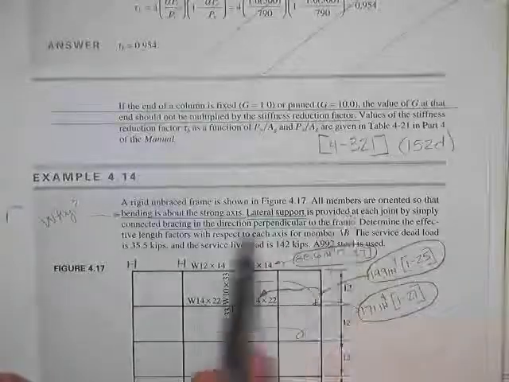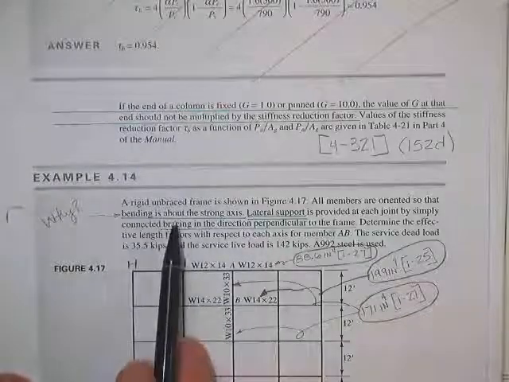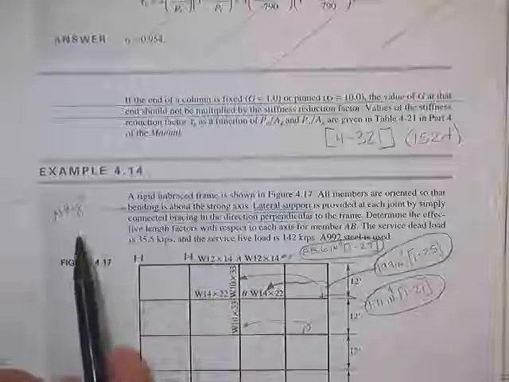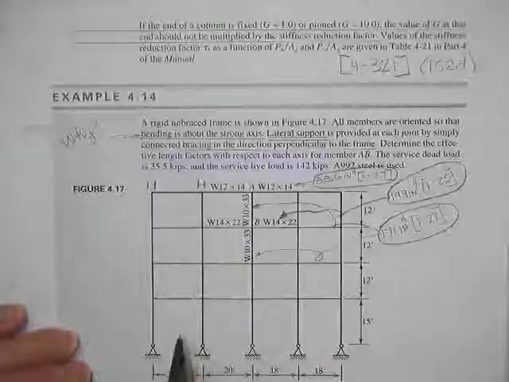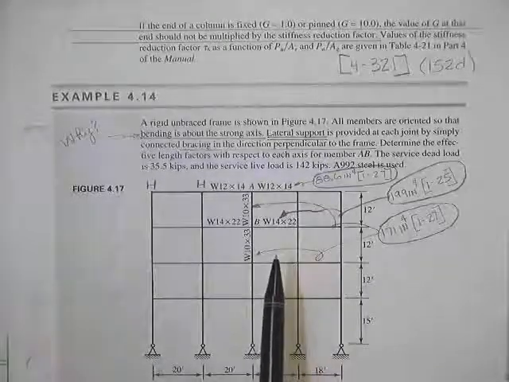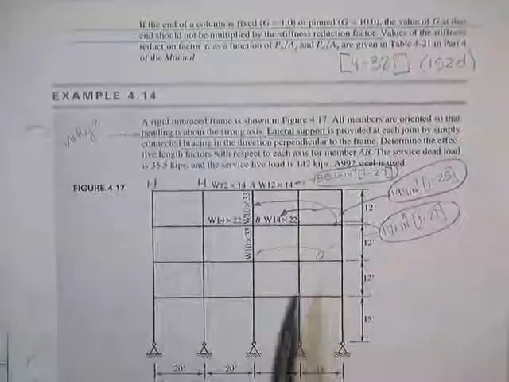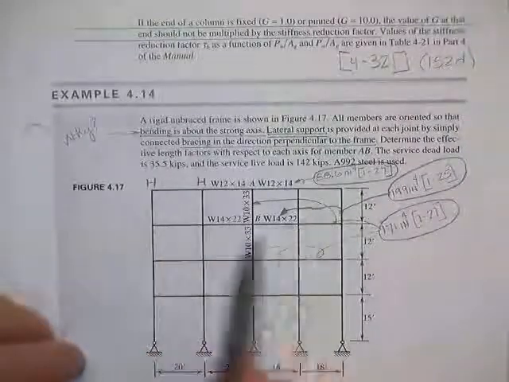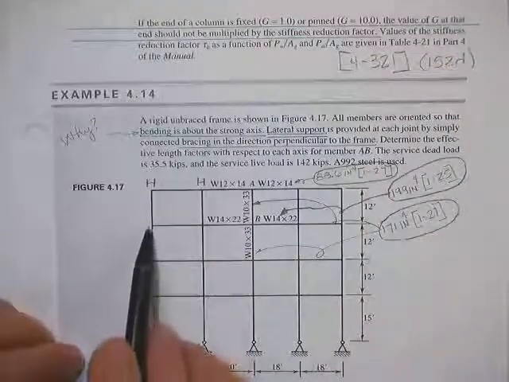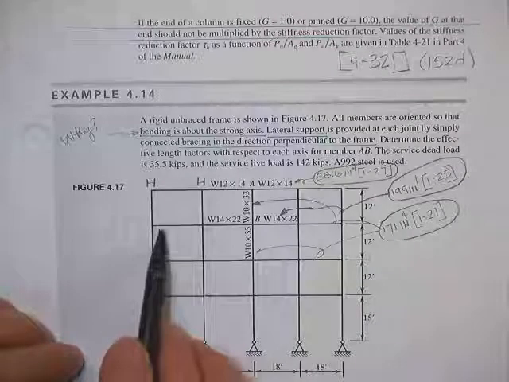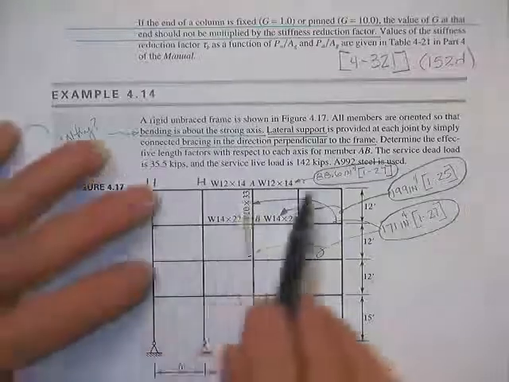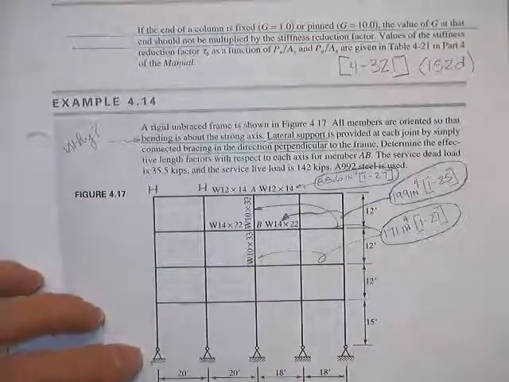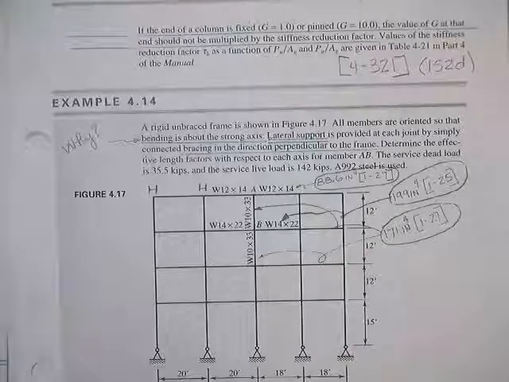Incidentally, this thing says members are oriented so that bending is about the strong axis. And the reason why is the architect wanted windows in here, and so he didn't want any bracing. We told him we'll have to weld all this stuff up. The members will have to be quite a bit stronger because now your wind loads are going to have to get down to the ground through these moments. They said it's worth the price. Yes, sir.